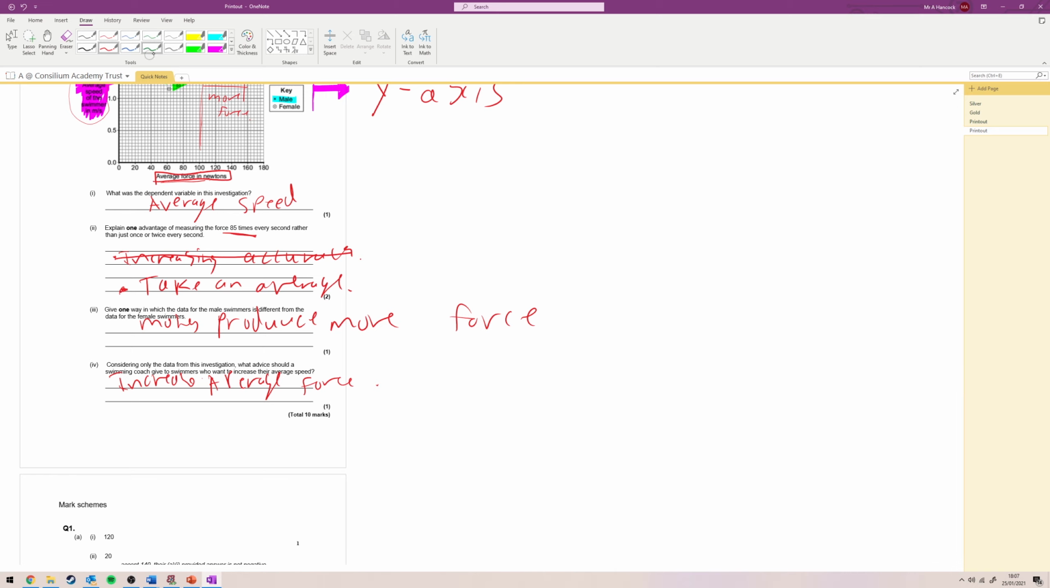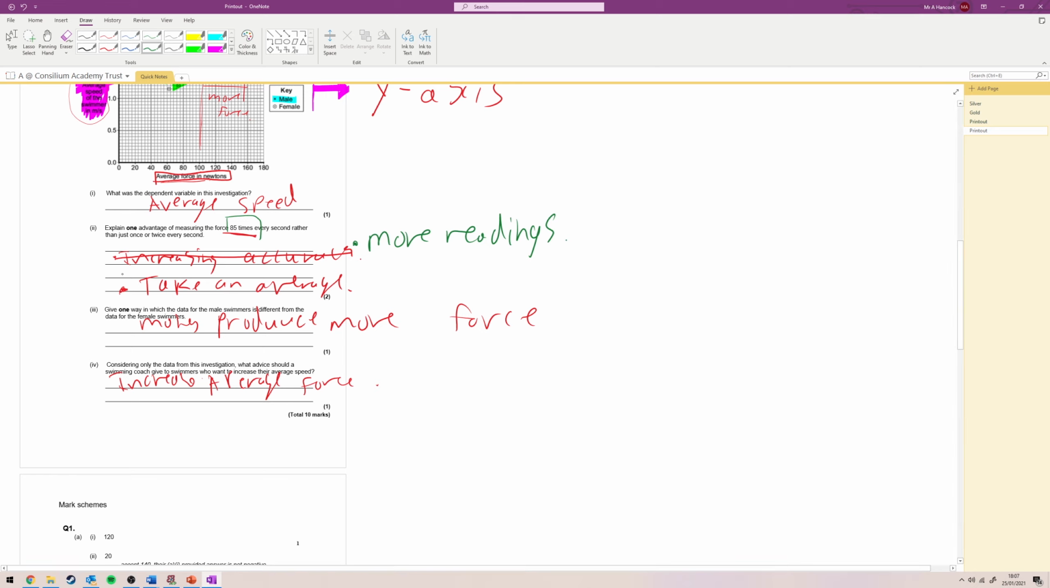The answer is a little bit more difficult than that. What is the advantage of taking readings 85 times every second? Well, the first advantage is you actually have more readings. I thought that was implied in the question, but it's not. So you get more readings. And more readings is always better. If you were asked how to improve an experiment, you would take more readings and you would take an average. That is the answer that you give.